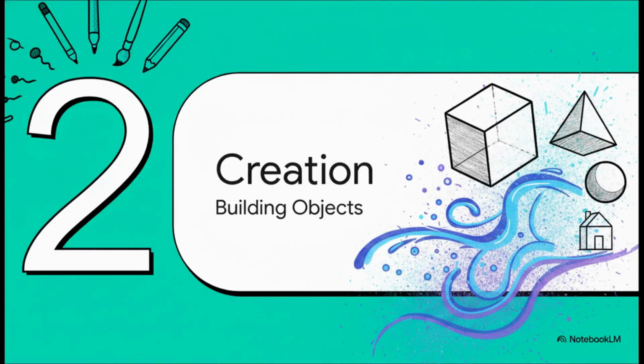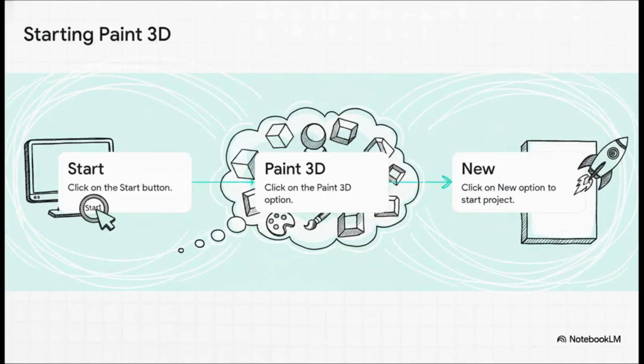Section 2, Creation. Getting started is honestly super simple. It's just 3 quick clicks. First, you just hit the Start button on your desktop to bring up the menu. Second, locate and click on Paint 3D. And when that welcome screen pops up, you just do step 3. Click on New to fire up a brand new project. It really is that straightforward.